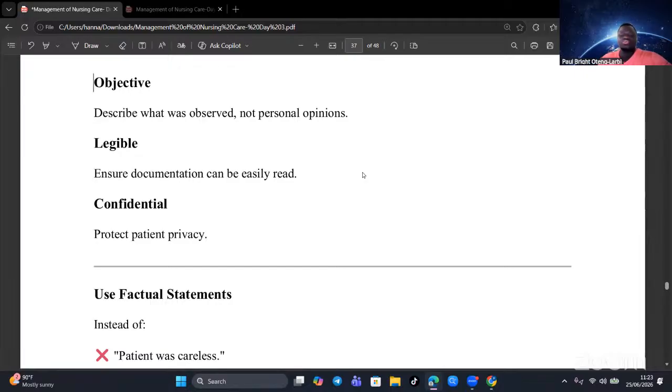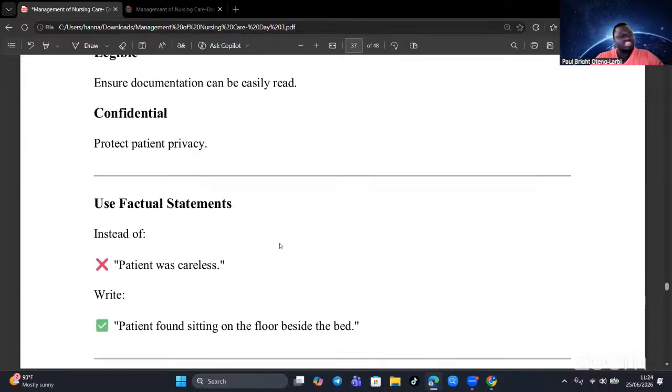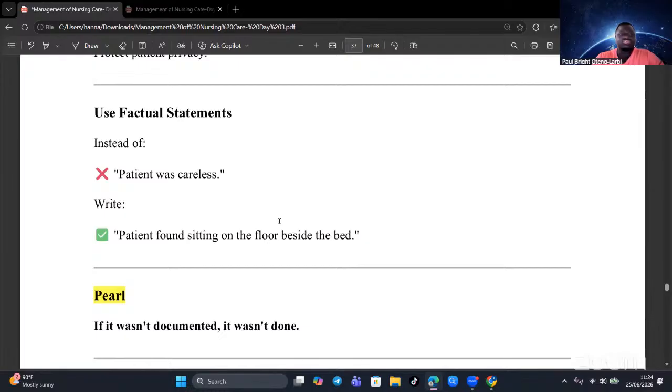You should not have to be called while you are on pension. Ten years ago or 20 years ago, an issue happened and the family wants to investigate it. They've taken it to court. In your absence, people should read what you have written and understand it without calling you to explain. Then confidential: it should protect the patient's privacy. We know this one is self-explanatory.